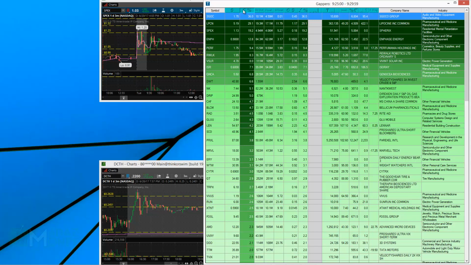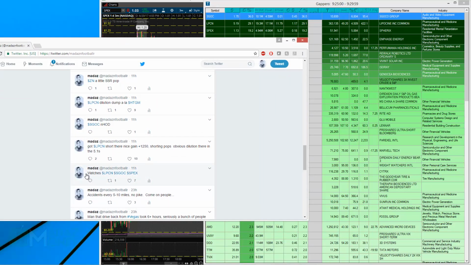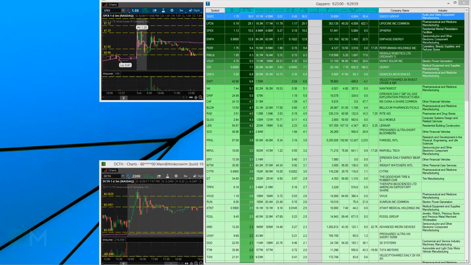As a result, you can see it made my list today, and this is my list that I tweeted on Twitter. You can see my watches: LPCN, SGOC, and SPEX. SGOC was a 36% change from the close and made my watch list. LPCN was a stock from the previous day, Monday, yesterday, and it also gapped up 29.1%. ENPH, gapping 12.8%, did not make my list. I'll explain it in a second. And the last stock to make my list was SPEX. It was up 19.2%.